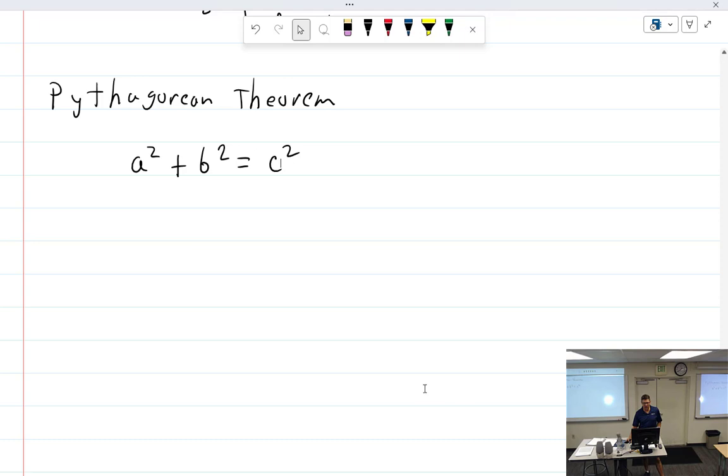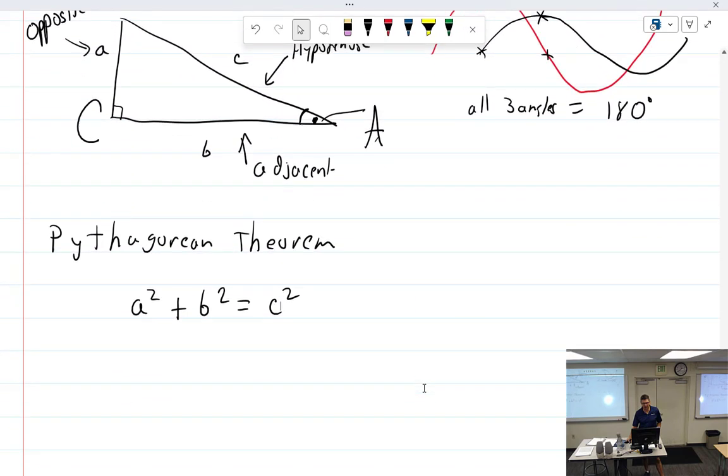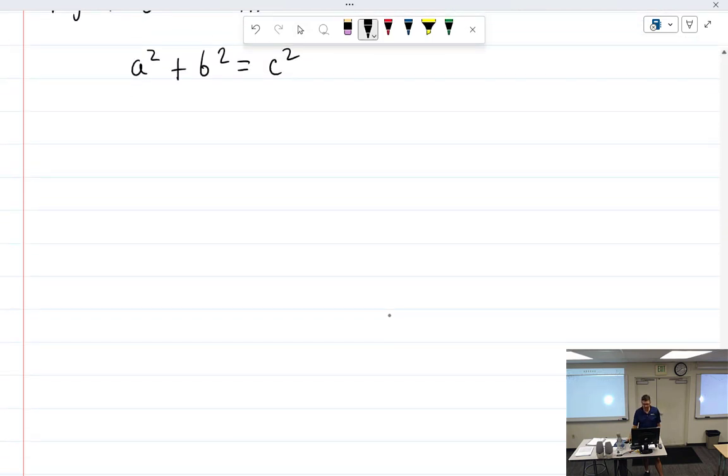And c is always going to be the hypotenuse, and a and b are going to be the other sides. Now, it really doesn't matter which one is a or b, as long as c is always the hypotenuse, and a and b are the sides. I'm really on the struggle bus on my computer here tonight.